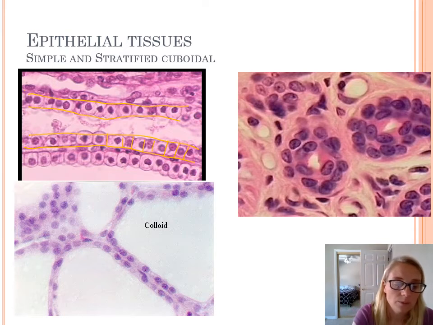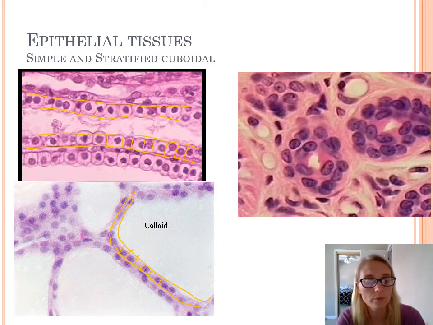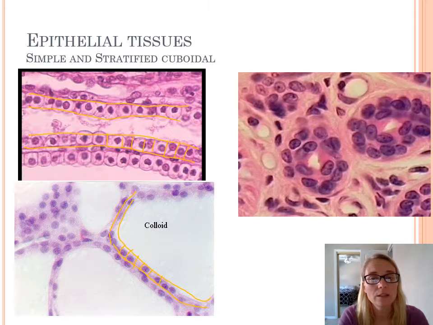Okay. This one picture is a little bit tricky because it's back-to-back simple cuboidal. So there's the basement membrane. Here's the free edge. Single layer of cube-shaped cells. Okay, so that's our simple cuboidal. These are found lining ducts and tubes usually. So the picture on the top is from your kidney. The picture on the bottom is from your gland, your thyroid gland.